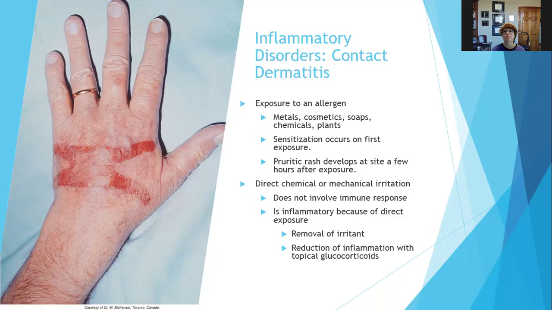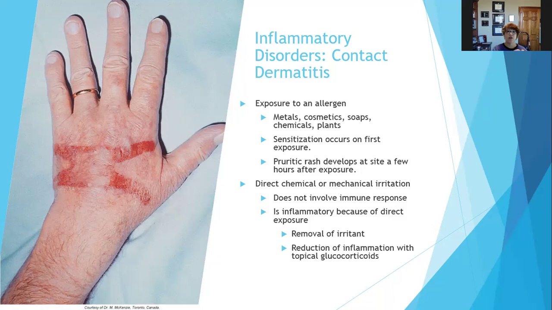and you develop a pruritic rash a few hours after the exposure. So contact dermatitis is considered direct chemical or mechanical irritation. So it's not caused by an immune response, and we'll talk about ones that are caused by an immune response. It's inflammatory because of the direct exposure. So if you remove the irritant, you remove the exposure and diminish the effect. It can also be treated with topical glucocorticoids to reduce the inflammation.